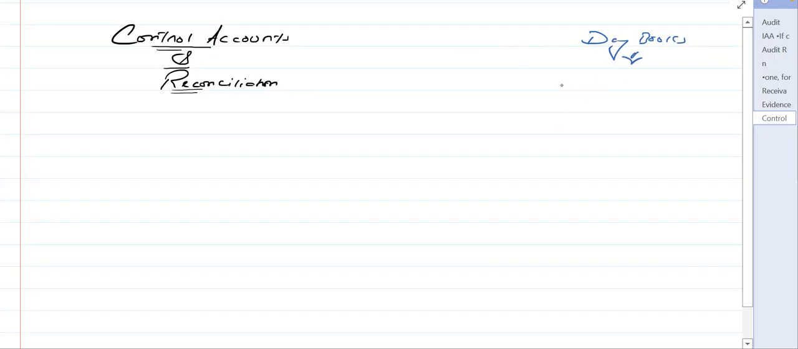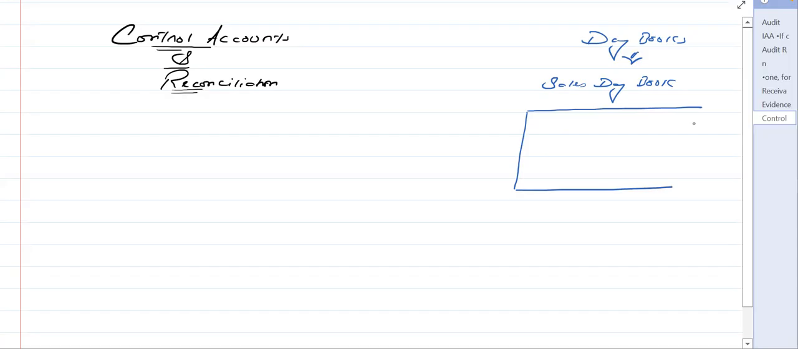For example, we talk about the sales day book. Within the sales day book, we have the credit sales. All of the credit sales are recorded within the sales day book. So what is the general format of the sales day book?